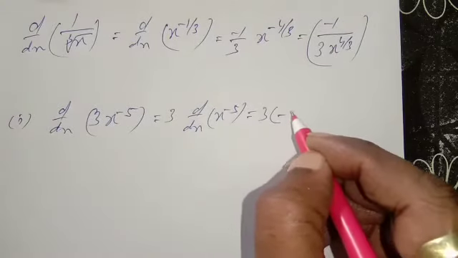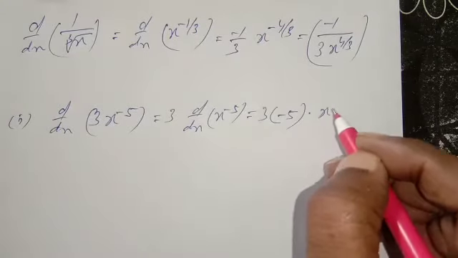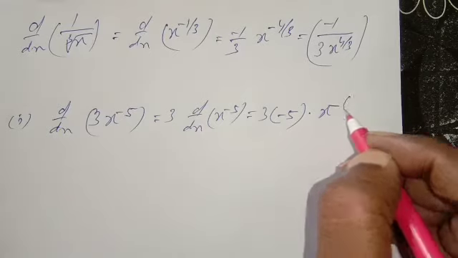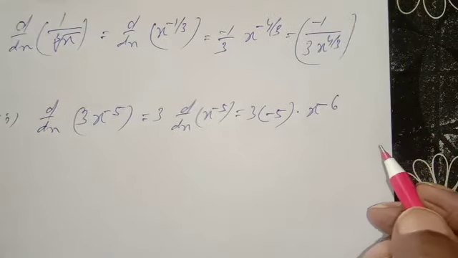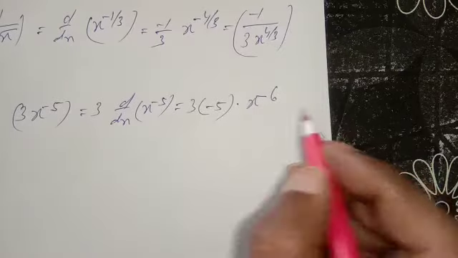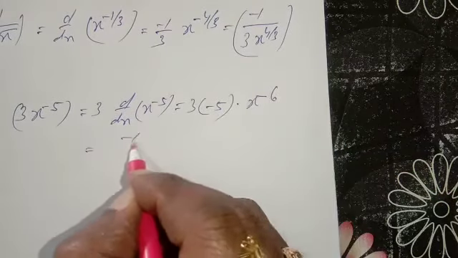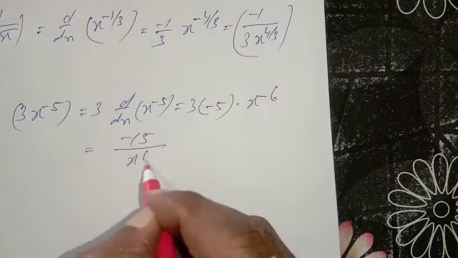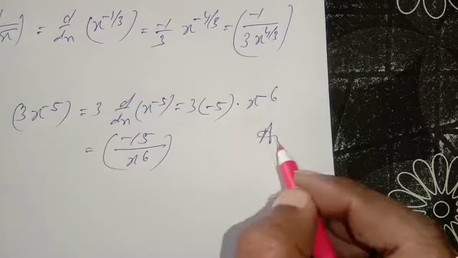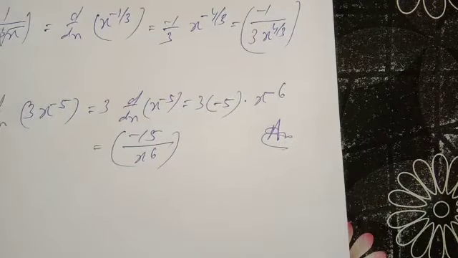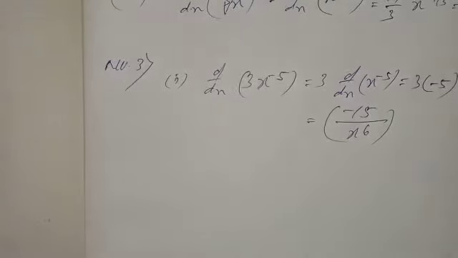3 into the power will come first, minus 5 into x to the power minus 5 minus 1, that is minus 6. The final answer we will get here is minus 15 by x to the power 6, and this is the answer. I hope it is clear. Let us go to number 3 second part.